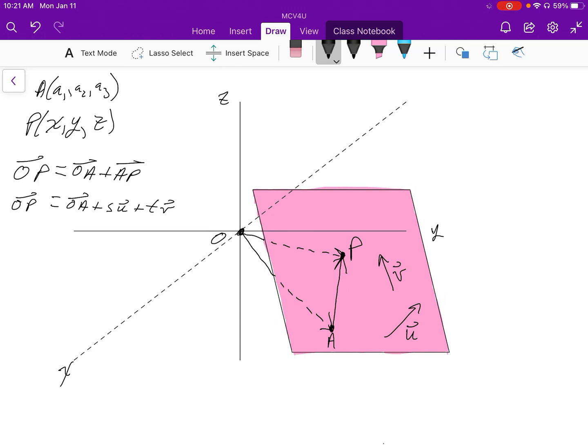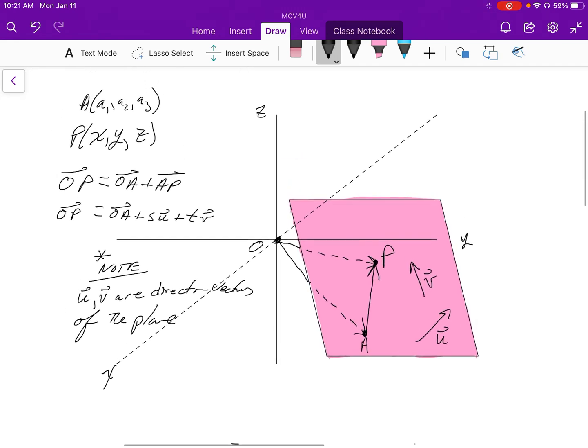I'm going to put it here, and we're going to just say, note: u and v are direction vectors of the plane. That's where that comes from. Now, we substitute in the values for the direction vectors themselves. I'll just take a little note here.